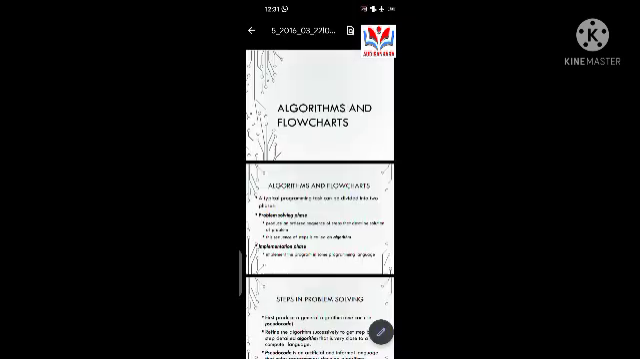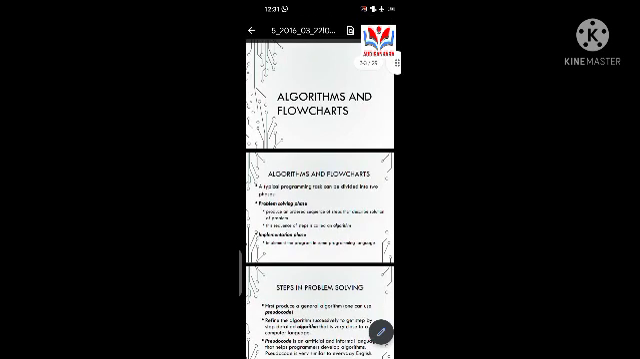Today I will discuss a tech talk presentation on ADS. ADS means Advanced Data Structure. I will discuss the topic in Advanced Data Structure about algorithm, flowchart and pseudocode. Topic is on algorithms and flowcharts. Now let us see what are algorithms and flowcharts.